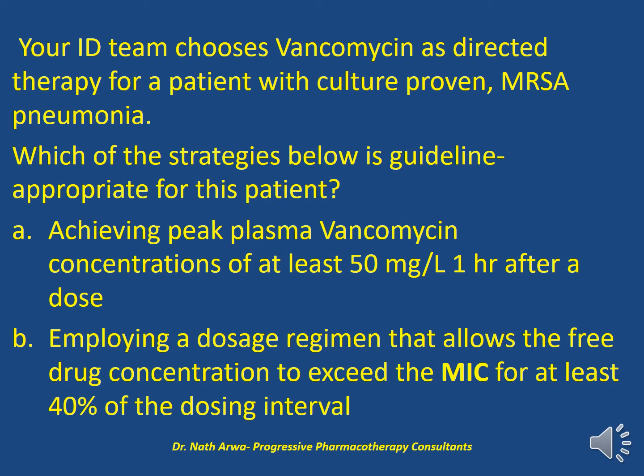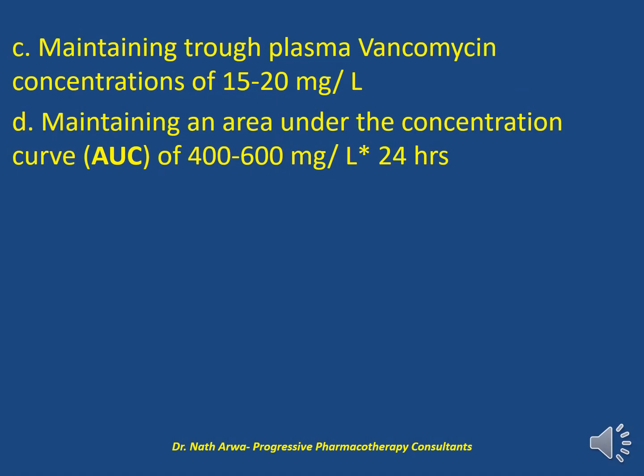Is it employing a dosage regimen that allows the free drug concentration to exceed the MIC for at least 40% of the dosing interval? Is it maintaining trough plasma vancomycin concentrations of 15 to 20 milligrams per liter? Or is it D, maintaining an area under the curve of 400 to 600 milligrams per liter? So I'll give you 10 seconds to make the correct choice.